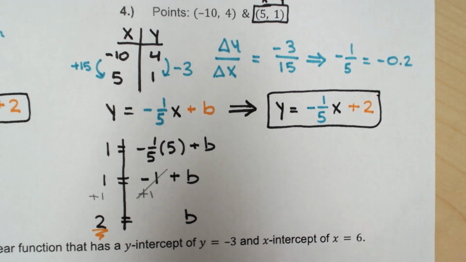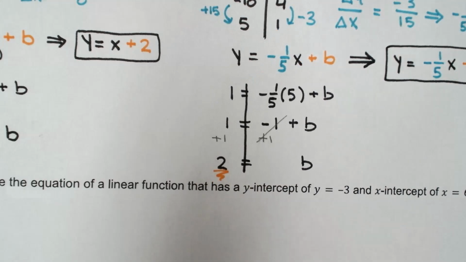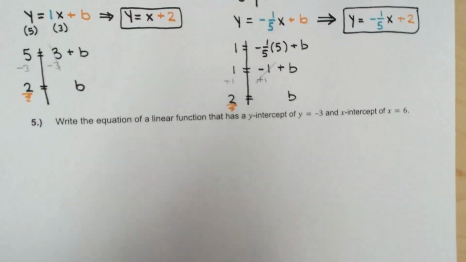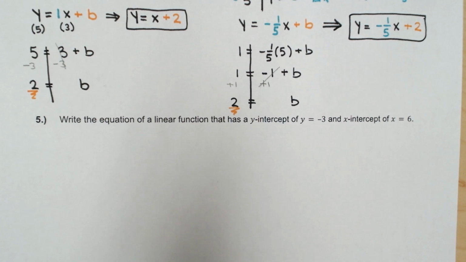Okay. Number 5. I tried to be a little sneaky because it's exactly like the ones we've already been doing, except I asked you the question in a different way. It said, write the equation of a linear function that has a y-intercept of negative 3 and an x-intercept of 6. So, I didn't give you the slope, and it also doesn't look like I gave you any points.